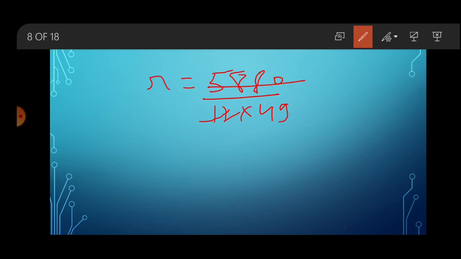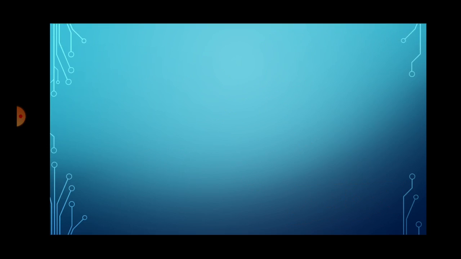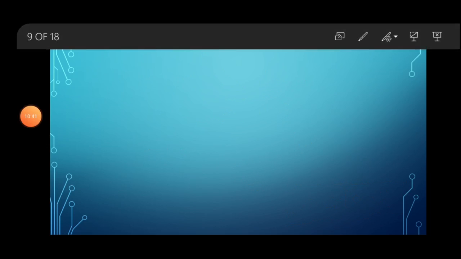This 12 fours are 48. So 12 nines are 108, and 0. So now you can easily calculate, because we have 49 upon 490, so it will become 10%. So R is equals to 10%. So that is your answer for question number 4. Now moving ahead, again question number 5 is the same. You have to calculate the interest.